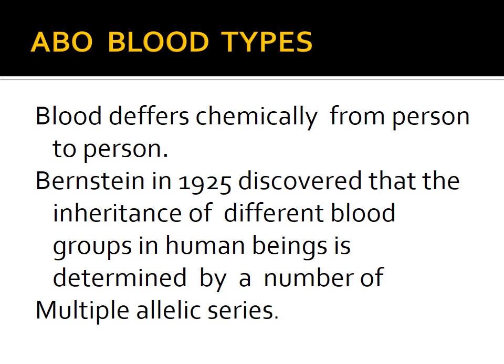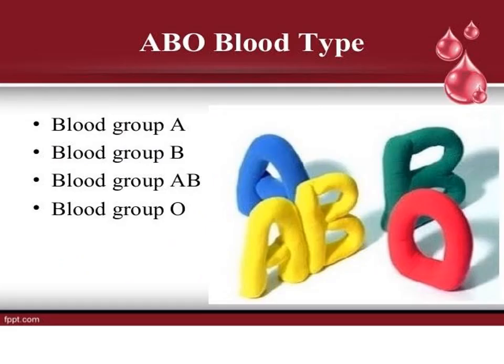Based on the presence or absence of these antigens, three kinds of blood group, type A, type B and type O. Type O is universal donor. And ABO blood types: blood group A, blood group B, blood group AB, blood group O.